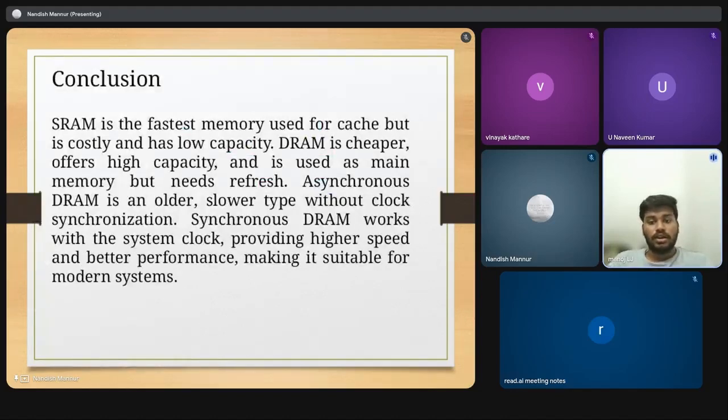To conclude, SRAM is the fastest memory, but it is costlier and has low capacity, so it is used for cache memory, and DRAM is cheaper and provides higher capacity, but it needs refreshing. So asynchronous DRAM is slower because it does not use clock synchronization, and synchronous DRAM, on the other hand, works with the system clock, giving higher speed and better performance. Therefore, SDRAM is widely used in modern computers. Thank you.